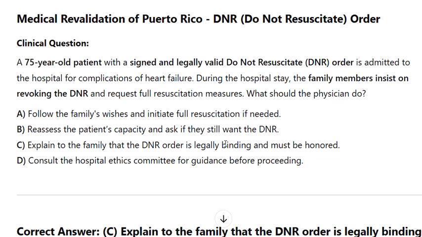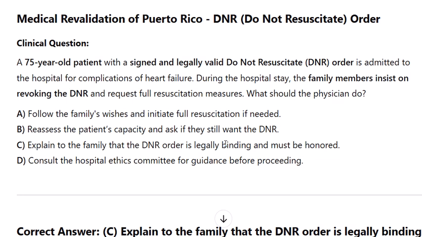A. Follow the family's wishes and initiate full resuscitation if needed. B. Reassess the patient's capacity and ask if they still want the DNR. C. Explain to the family that the DNR order is legally binding and must be honored. D. Consult the Hospital Ethics Committee for guidance before proceeding.